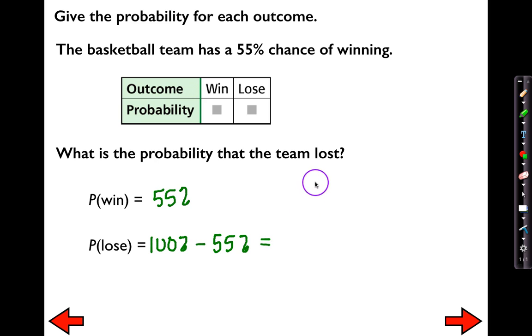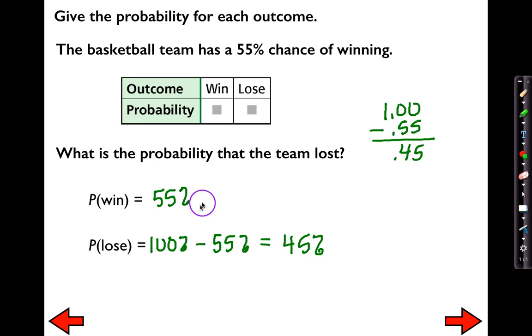Okay, if you want to, you can convert it into a decimal and say this is 1 and this is 0.55 and do the math, and you would get 45 hundredths. Or you can just say, hey, 100 minus 55 is 45%. So if there is a 55% chance of them winning, then I would say there is a 45% chance of them losing, because both of these should add up to 100%. And I know I'm right, because if I add 45 with 55, it does give me a total of 100.